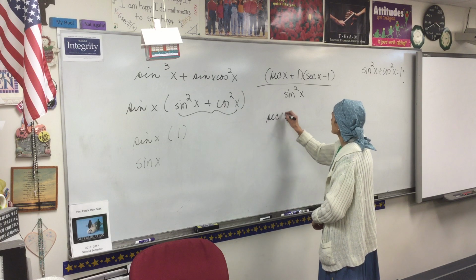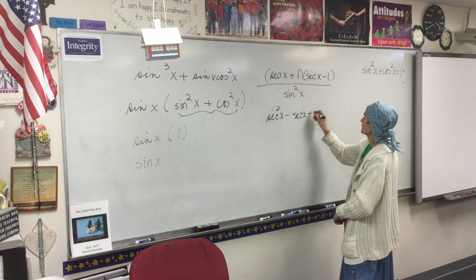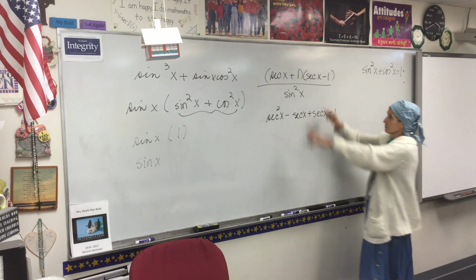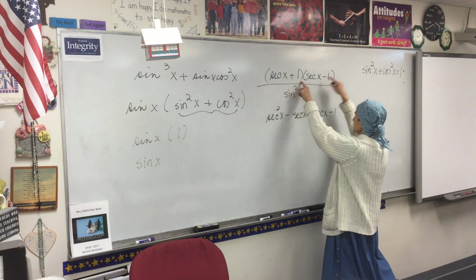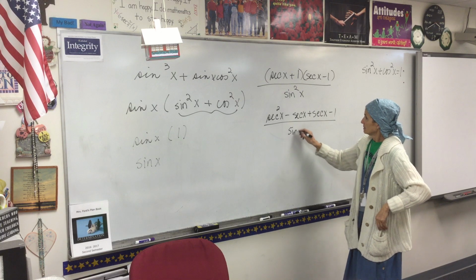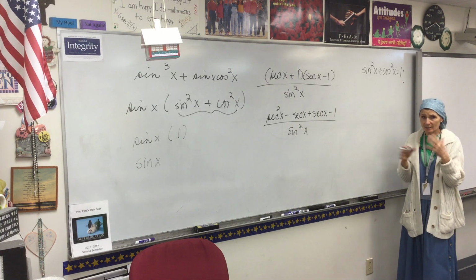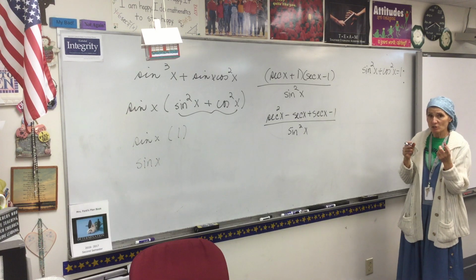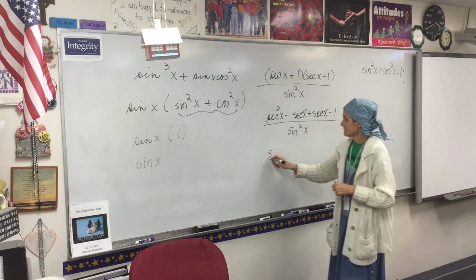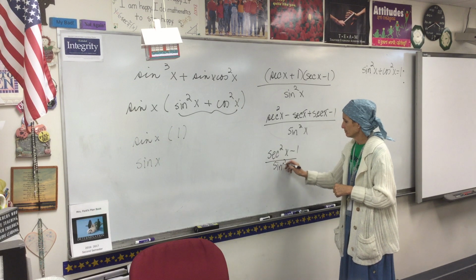So I have secant squared minus secant plus secant minus 1. I'm FOILing. First, outside, inside, last. Right there it is. Now, nothing cancels. Well, actually, I can collect like terms here, and those do cancel. So I've got secant squared minus 1 over sine squared.